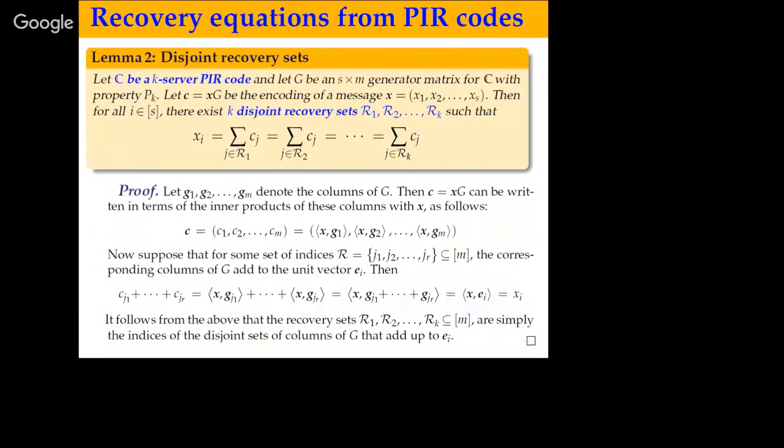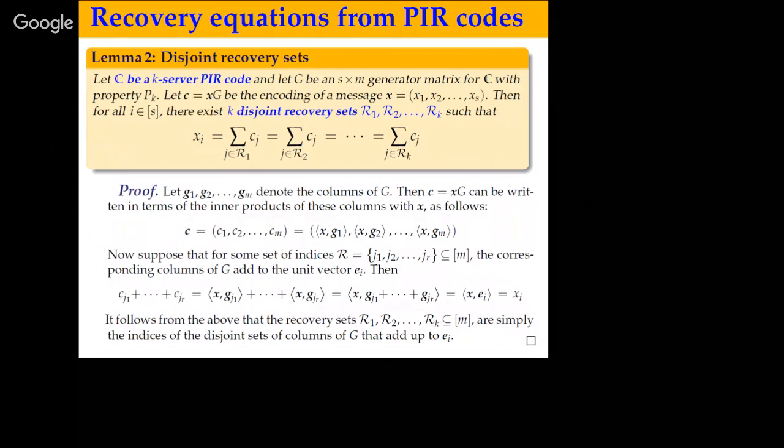All right, and why that is, maybe we've seen that on the previous slide. So again, a reminder, because we'll use it, this property is equivalent to the fact that, all right, so now you take some vector x, you encode it using a generator matrix with this property, then for every bit of the message, there are k disjoint recovery sets. So you could take some set of coordinates of the codeword, add them up, and you recover the ith bit of the message.